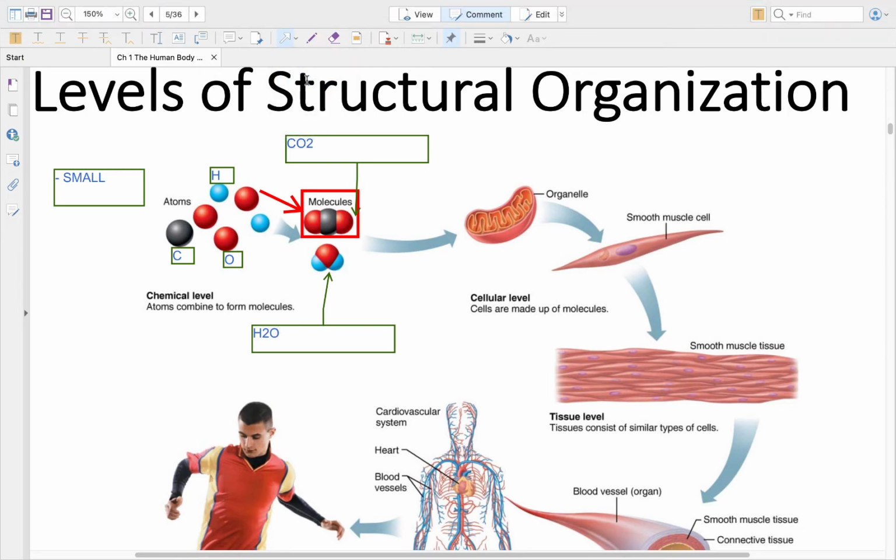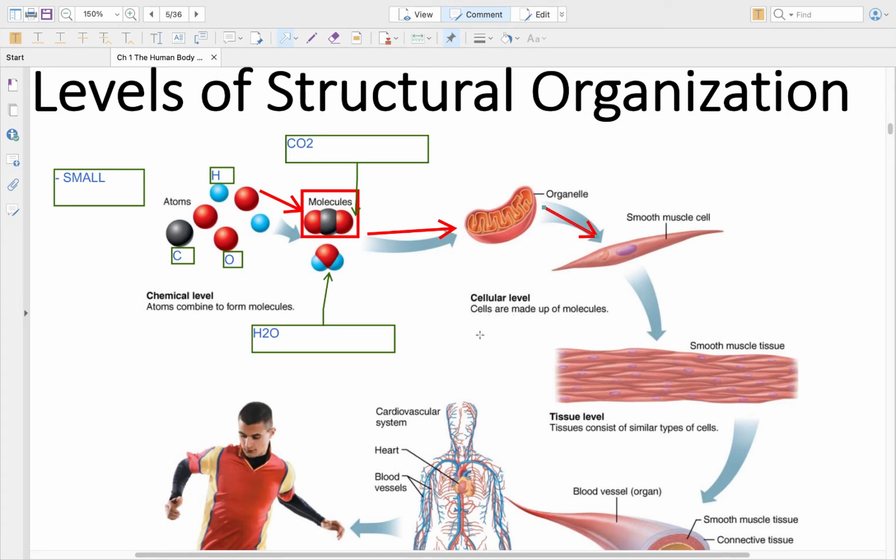So we have atoms that come together to make molecules. These are the building blocks. These molecules make macromolecules, which make up our organelles. This is an organelle. We have these inside of our cells. This is just one example. Our organelles join to make cells. This is the cellular level.